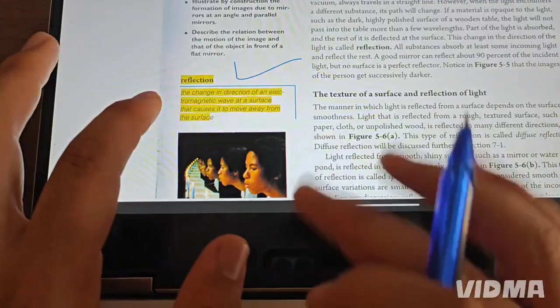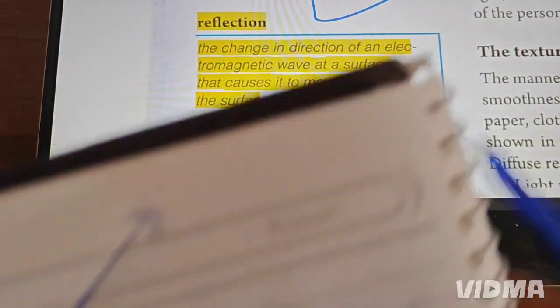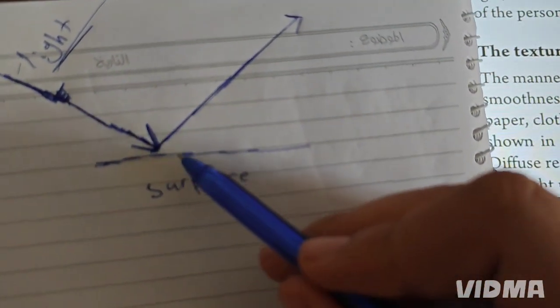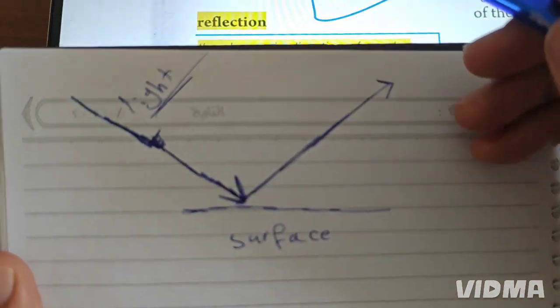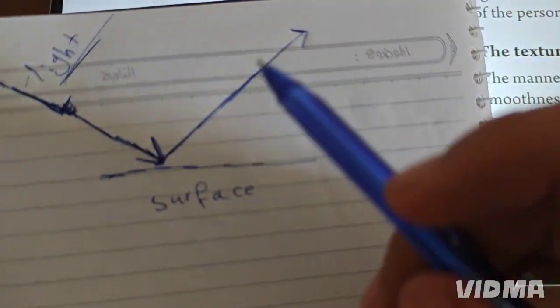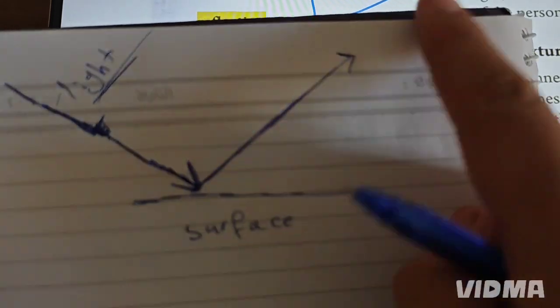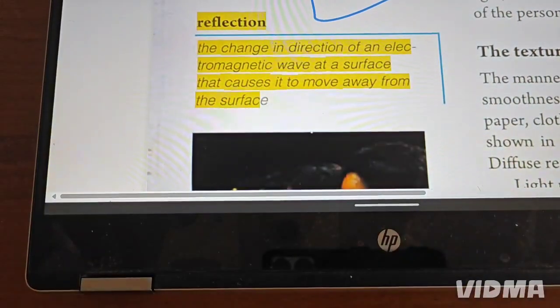What does the definition say? The change in direction of the electromagnetic wave. Look, the direction changes here. First of all, the light came in that direction. After it hits the surface, it keeps moving in that direction. It reflects in that direction. So first the direction was like that, and now the direction changed. First the direction comes toward the surface, after that, it moves away from the surface. So this is called reflection in general.